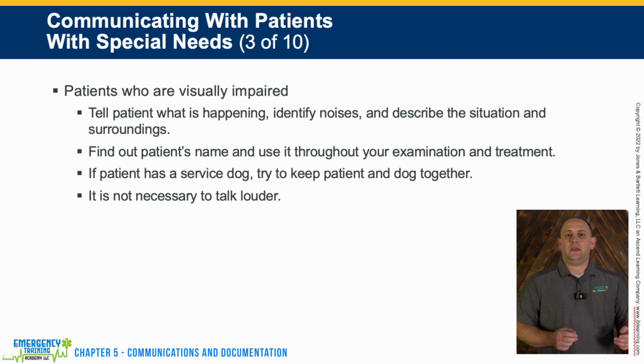The next thing would be if they have a service animal. Some of these people who are visually impaired will have a service animal, a guide dog that helps them get around. Keep those animals as close as you can. Take them with you. There's no reason to separate them at all. And I see this all the time, but just because they're visually impaired doesn't necessarily mean that they can't hear. So we don't need to speak louder to those people.